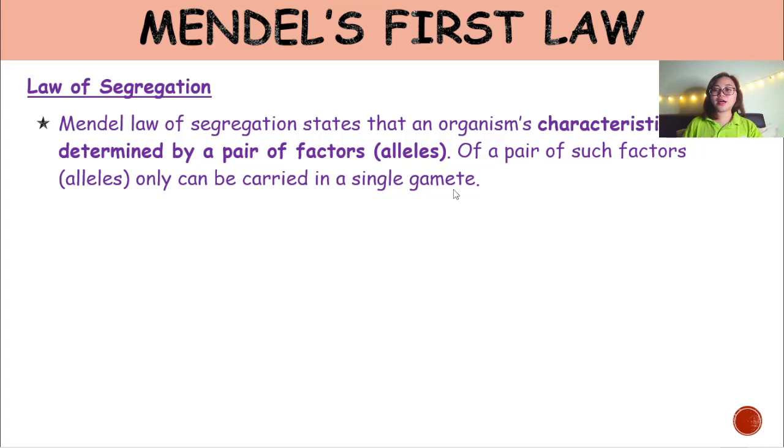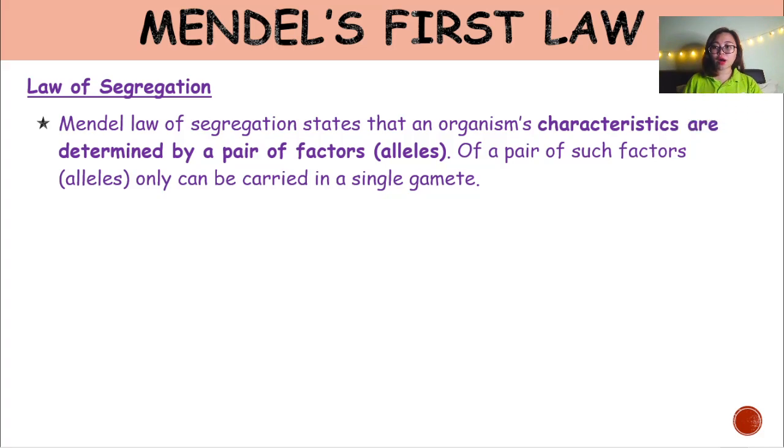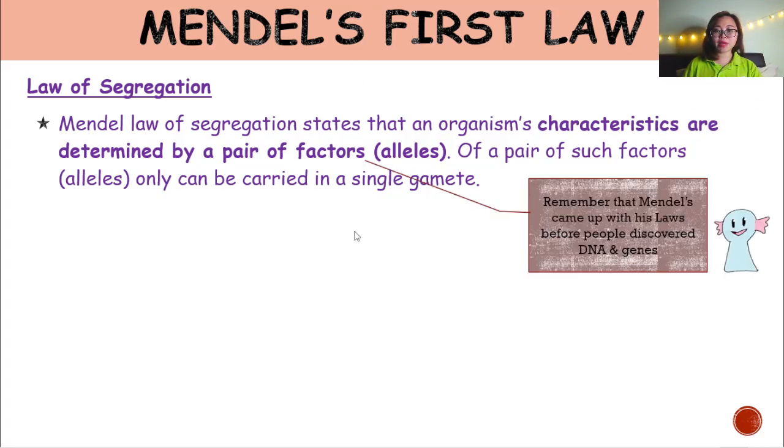Ini menyatakan ciri-ciri sesuatu organisme itu ditentukan oleh sepasang faktor. Dulu, zaman Mendel, bila dia buat eksperimen ni, diorang belum tahu lagi apa itu gene, diorang tidak tahu apa itu allele. Itulah sebab kenapa Mendel menggunakan perkataan factor. He didn't have the word gene, he didn't have the word alleles, which is why he used the word factors. But with what we know now, we know that he was actually describing alleles. So, apa yang dia katakan adalah satu organisme ada dua allele. Bila dia hasilkan gamete, allele itu akan terpisah. Satu gamete cuma akan bawa satu allele untuk satu gene.